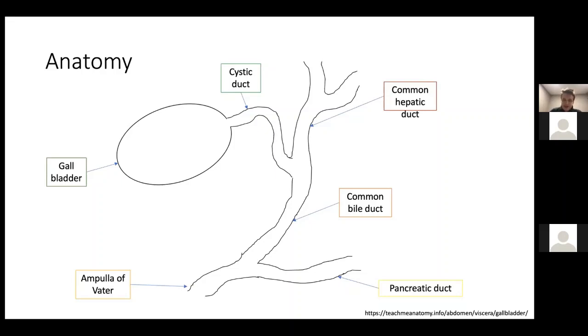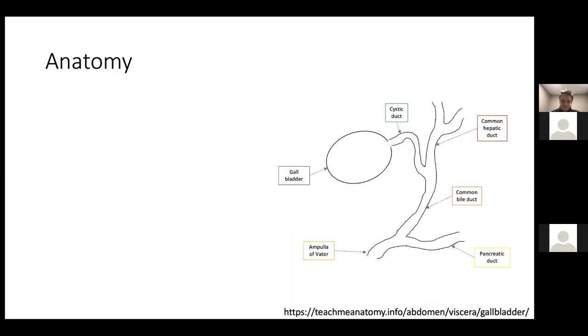I'm just revising the anatomy because gallstone pathology is very dependent on knowledge of this anatomy, because where a gallstone is lodged will cause a different disorder. So it's important to have this sort of in the back of your head where everything roughly goes. So yeah, that's the basic anatomy.